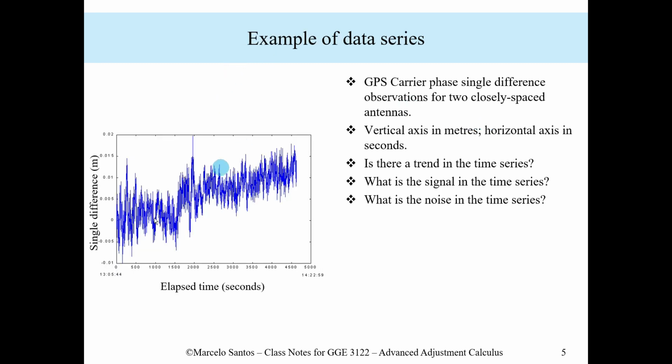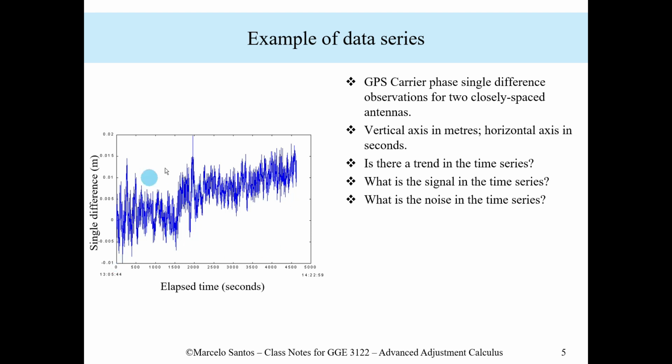Example of a data series. Here we have a time series of GPS carrier phase single differences observed for two close by antennas. So what we have here is essentially the between-antenna single difference. The vertical axis is in meters, representing the single differences. The horizontal axis is in seconds, starting at the beginning of the GPS session.